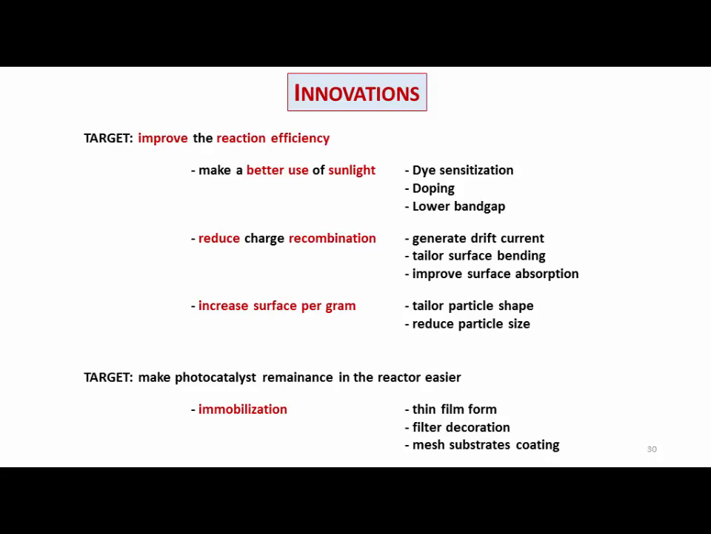One other thing is you want to reduce charge recombination, because you want to get most of your charge to the surface. And there are ways to do it. Increase the surface area. You go down to smaller particles, whatever it is, you get more surface. But it's not only that. There is tailored particle shape, which is quite funny in some sense.